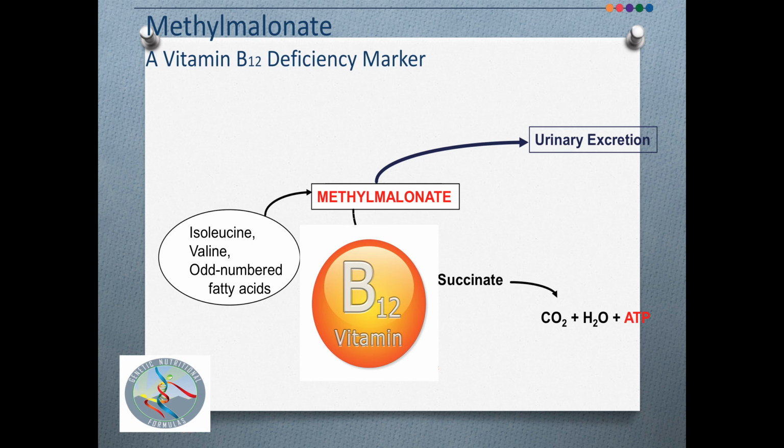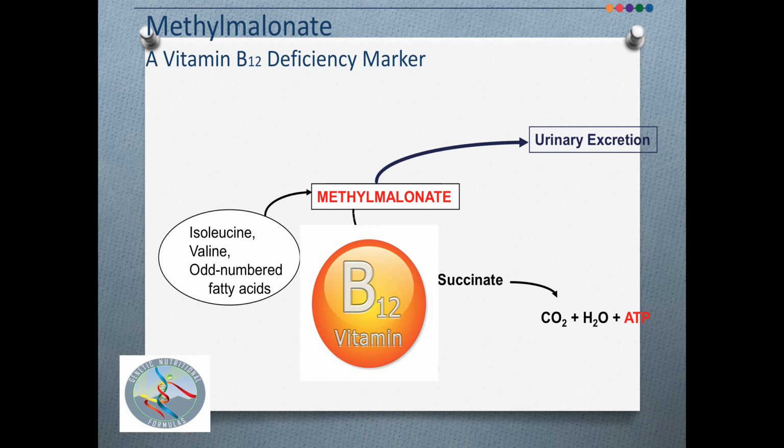We utilize the methylmalonate test quite frequently because it is a marker for B12 absorption. So certain amino acids like isoleucine and valine and the odd-numbered fatty acids like the 3s and the 9s use methylmalonate to convert, with B12, to eventually produce energy. If the cofactor B12 isn't there, the methylmalonate is going to be excreted into the urine, and this is a good B12 deficiency marker.